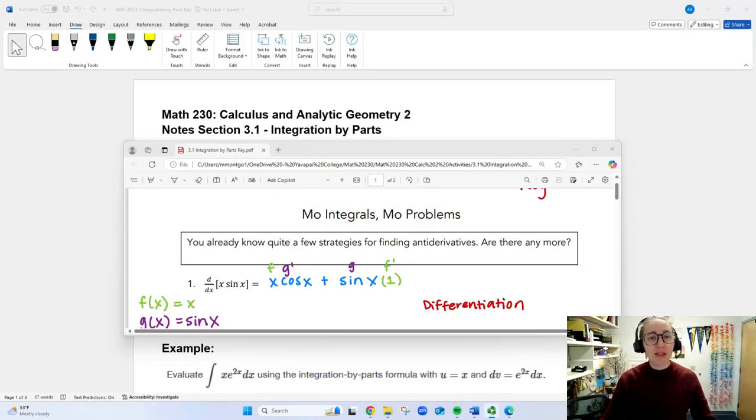Hello all, today we're going to be looking at another way to integrate something that may be a little bit more challenging to integrate. So we've learned u substitution so far. Today we're going to look at integration by parts.